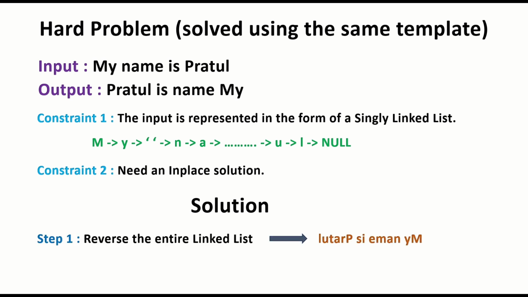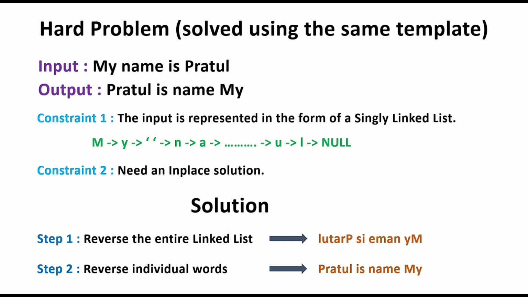So it can be done in 2 steps. Step 1 is we have to reverse the entire linked list. So I'm just telling about the algorithm, how we can do it. We already know how to reverse a linked list. So this is how it will look. Just for simplicity, I'm not showing the pointers here, but the input statement will turn like this when we reverse the entire linked list. Step 2 will be, now you have to reverse individual words separated by these spaces. So this will turn back into "Pratul is name my", which is the desired output.